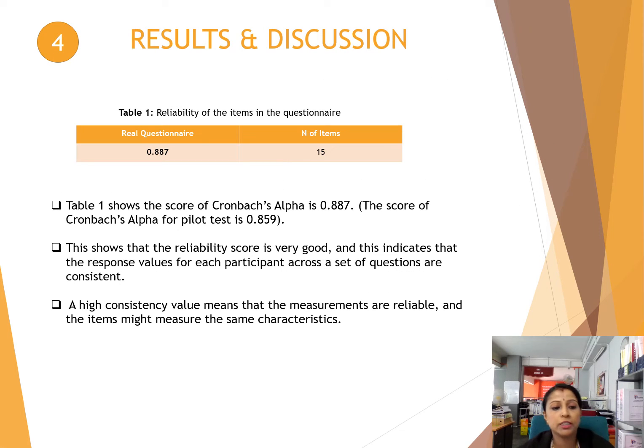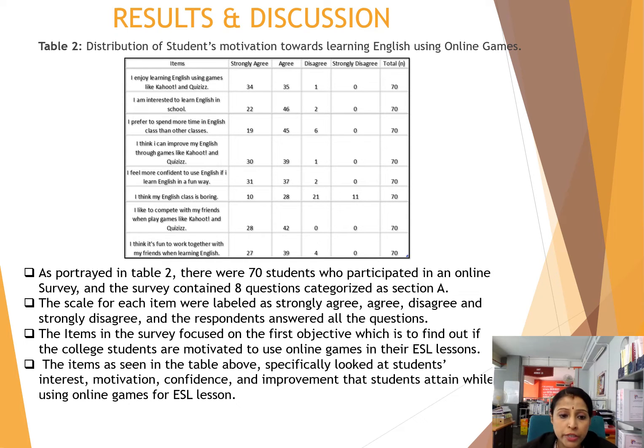Let me proceed to the result and discussion. Table 1 shows the Cronbach's alpha score is 0.887. This shows that the reliability score is very good, and this indicates that the response value of each participant across the setting questions is consistent. A high consistency value means that the measurements are reliable, and the items measure the same characteristics.